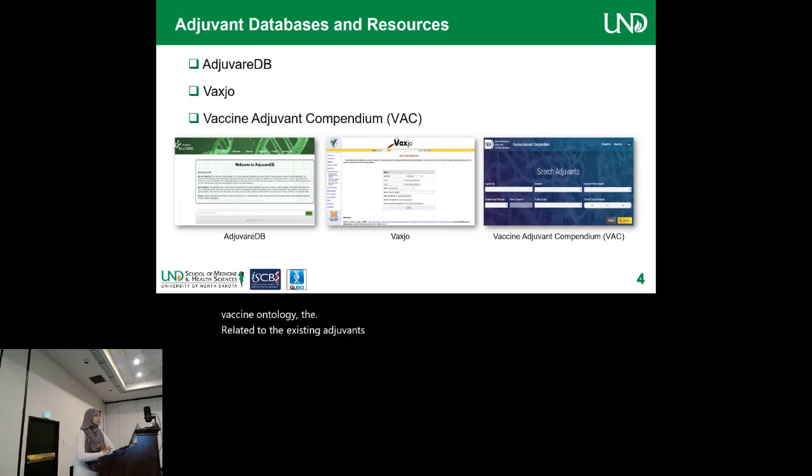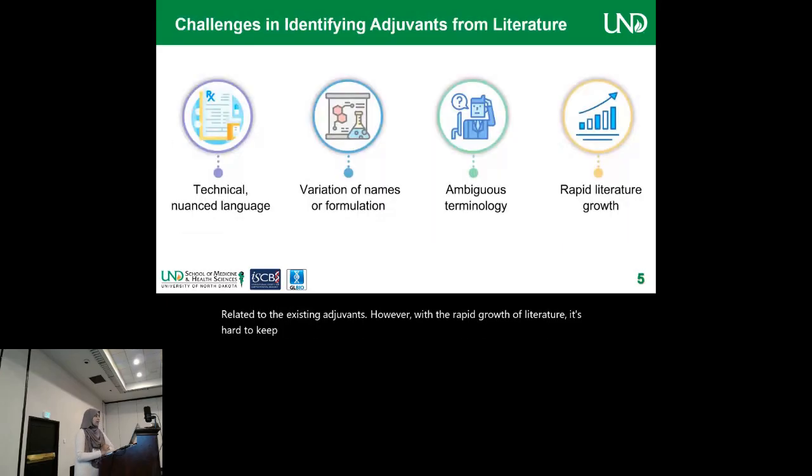However, with the rapid growth of literature, it's hard to keep up. There are a few challenges when identifying adjuvant names from the literature. One is that biomedical texts often use technical and nuanced language, which is very hard to identify. One adjuvant might have multiple names or different formulations depending on the clinical setting. Some terms can refer to both adjuvant and non-adjuvant depending on the context. And manual review cannot keep up with the rapid growth of literature.